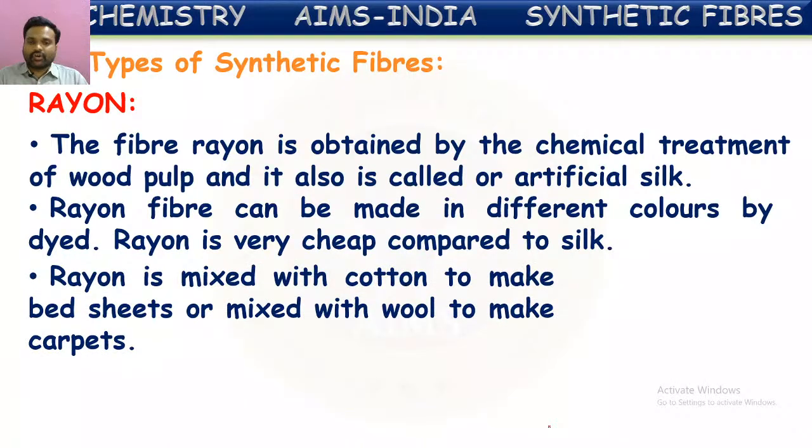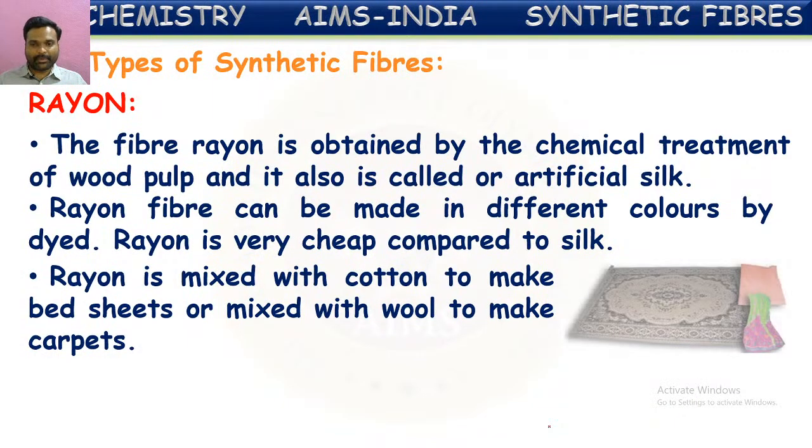Rayon is mixed with cotton to make bed sheets and it is mixed with wool to make carpets. To give smoothness, this rayon is mixed with cotton as well as wool to give different fabrics like bed sheets and carpets. Here we can see some carpets and bed sheets. This carpet is made of wool mixed with rayon. These bed sheets are made with cotton mixed with rayon to give smoothness.